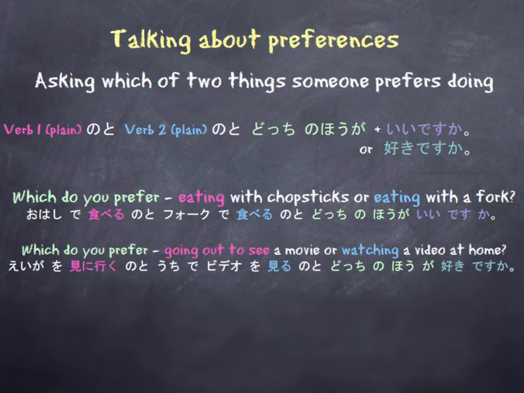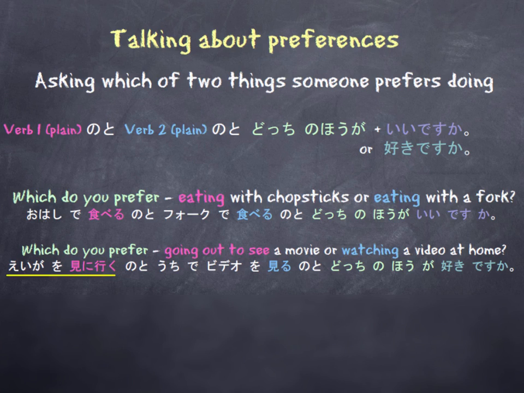Let's take a look at our second example. Which do you prefer, going out to see a movie or watching a video at home? 映画を見に行くのとうちでビデオを見るのとどっちの方が好きですか? Here we can see our first activity is going out to see a movie.